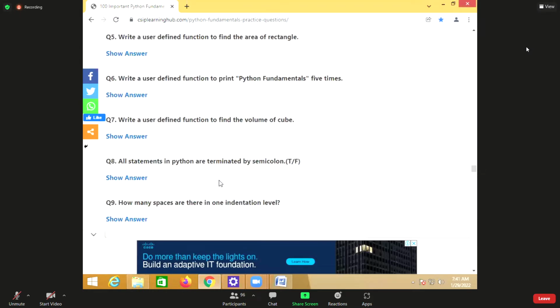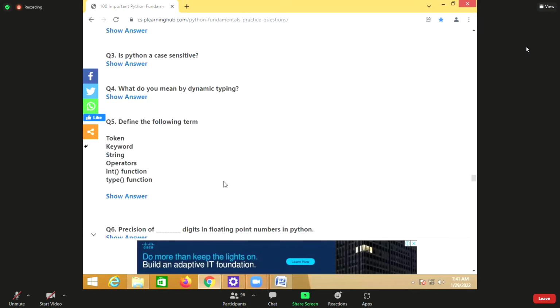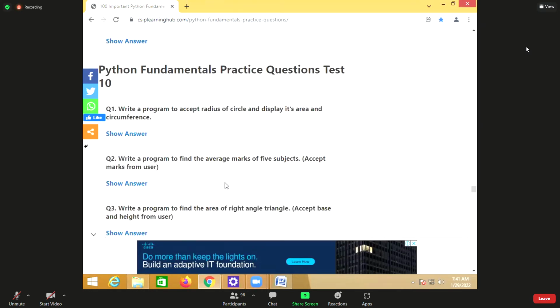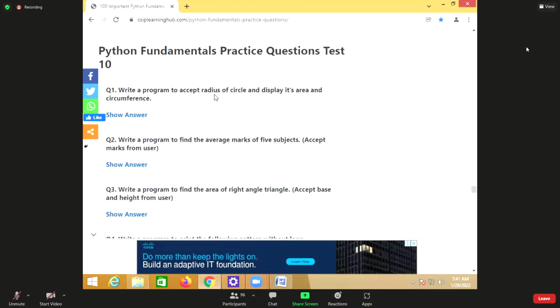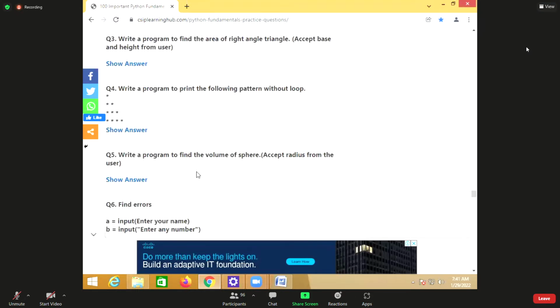So these are functions related. See here, write a program to accept the radius of circle and display its area. Write a program to find average marks of 5 subjects. Write a program to find the area of triangle. And this is related with looping statements.